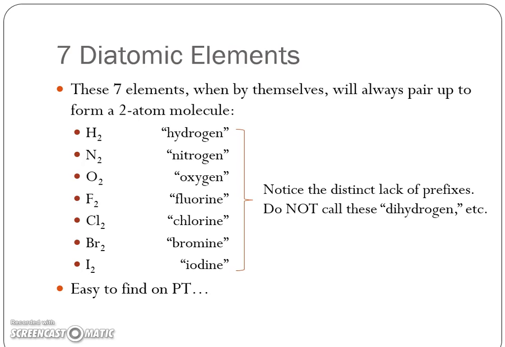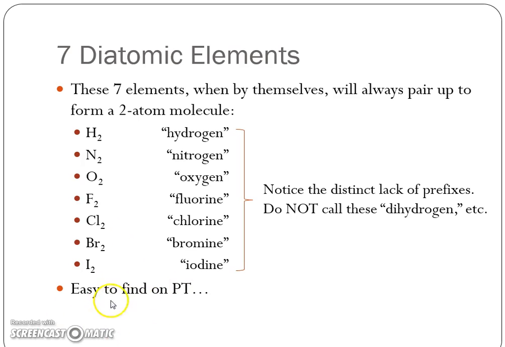All right, these diatomics, these 7 elements, when by themselves, always pair up to form 2-atom molecules. So these are all elements, but they form molecules. These are our SQ2s, if you remember back from that first POGIL we did. So you're going to be expected to know how to name them. It's really easy. You just call them hydrogen, nitrogen, oxygen, fluorine, chlorine, bromine, and iodine. That's their elemental form. You just name it like the element. So don't use dihydrogen. Don't try to change the ending to "ide" or anything like that.